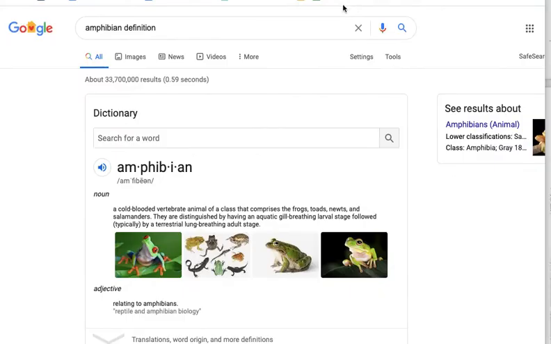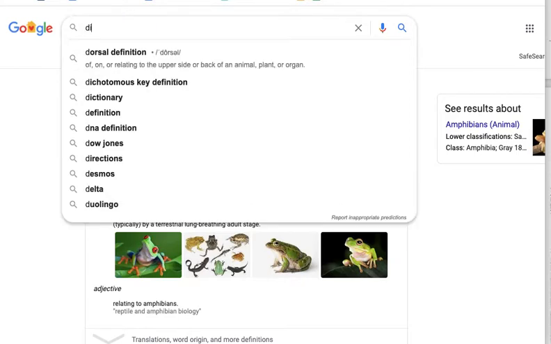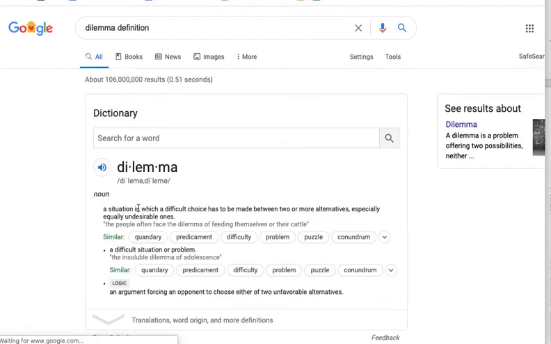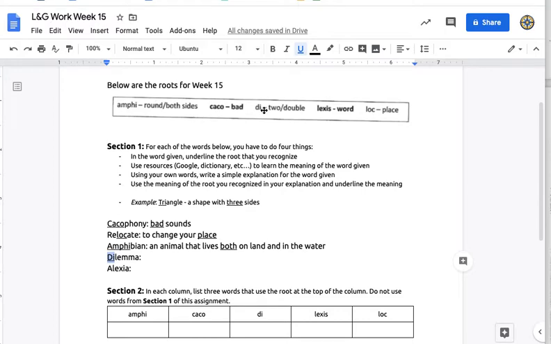So I'm going to Google dilemma and see what it means. It means a situation in which a difficult choice has to be made between two or more alternatives, especially equally undesirable ones. So if die means two, dilemma is a problem with two possible solutions. There's two. Got it? I think you got it.